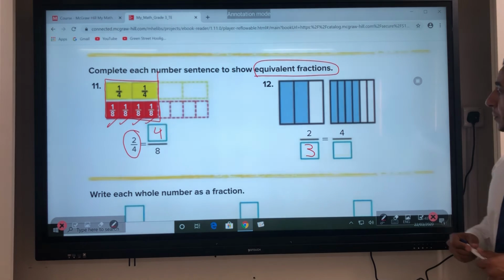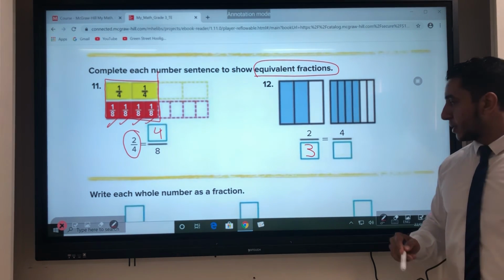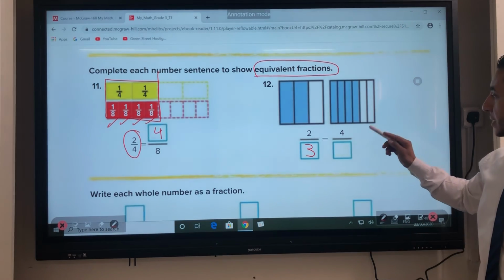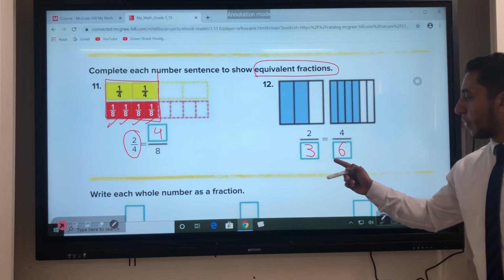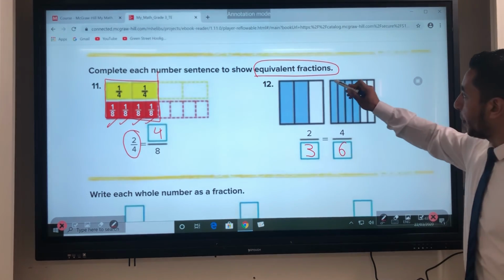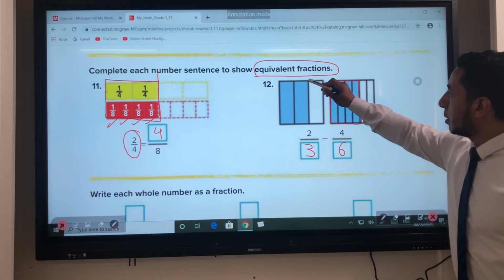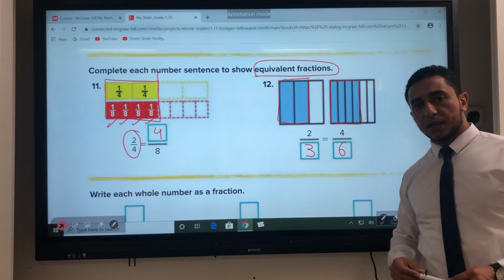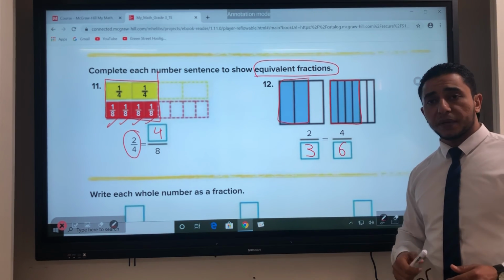And here 1, 2, 3, 4. 4 shaded parts. And how many in all? 1, 2, 3, 4, 5, 6. So 4 out of 6. 2 over 3 and 4 over 6. If you compare the two shaded parts, they are equal, they are the same. So the two fractions are called equivalent fractions.